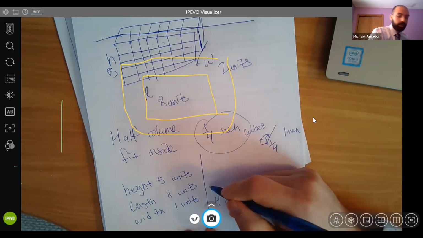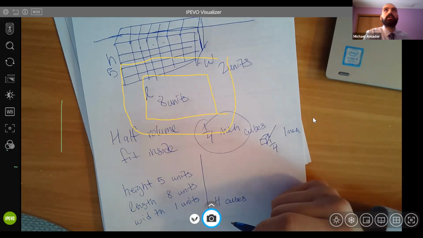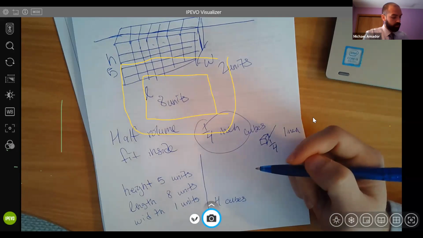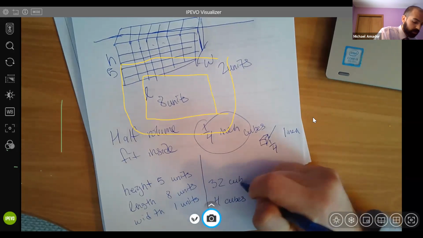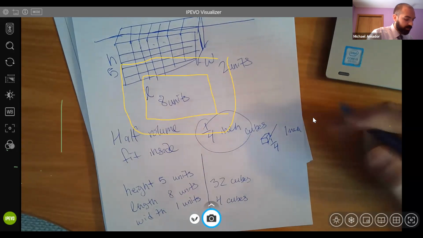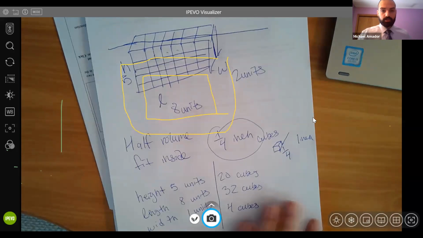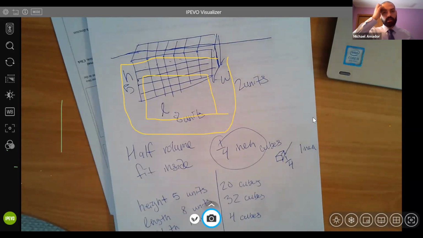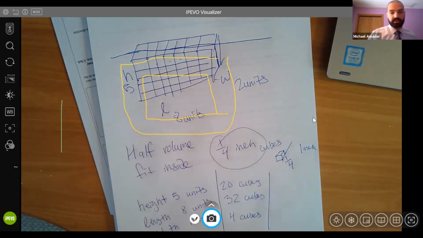In the length, we have to multiply that by 4 also. So 8 times 4, 8, 16, and then 32. 8 times 4 is 32. Show me thumbs up if I did my mental math correct. And the height, which is 5, 5 times 4 is 20, so I have 20 cubes. So inside my half of my prism, I can fit 4 cubes in the width, 32 cubes in the length, and 20 cubes in the height.